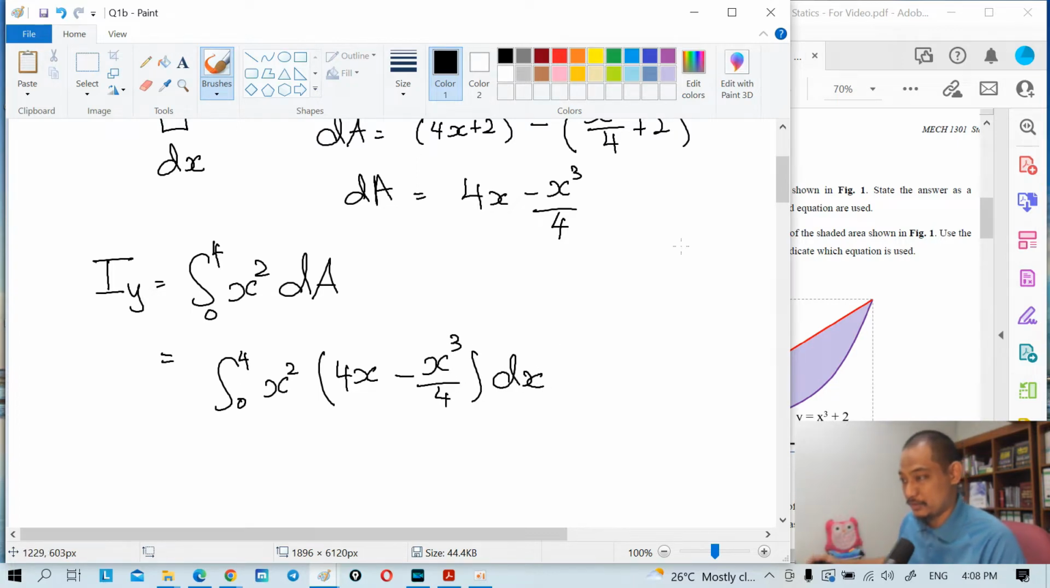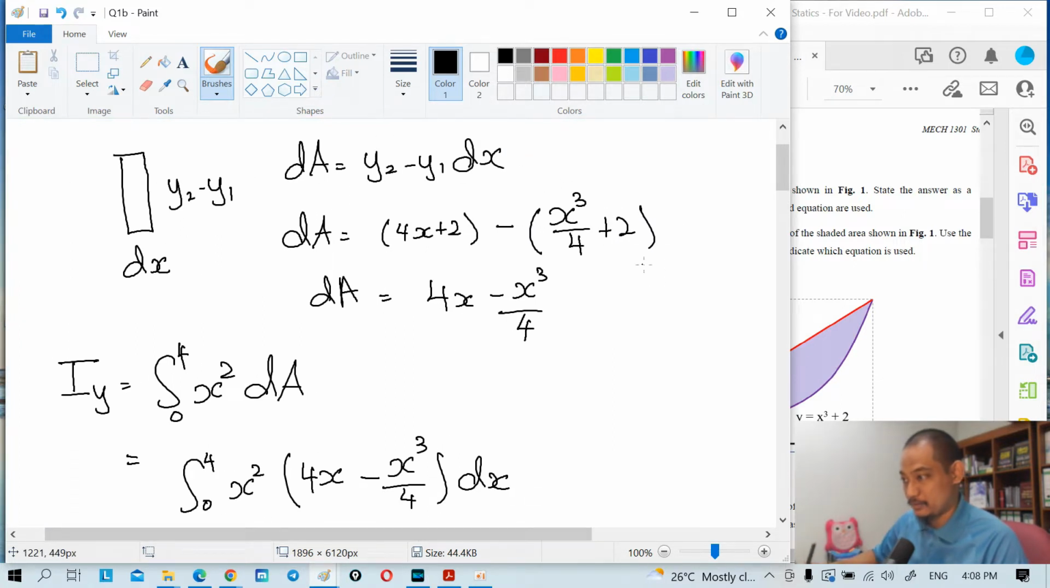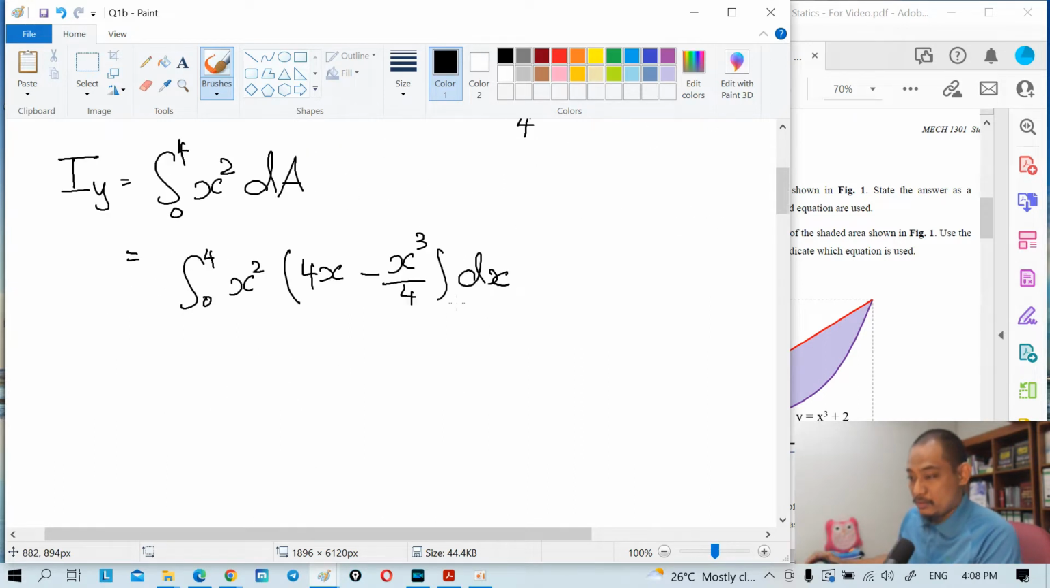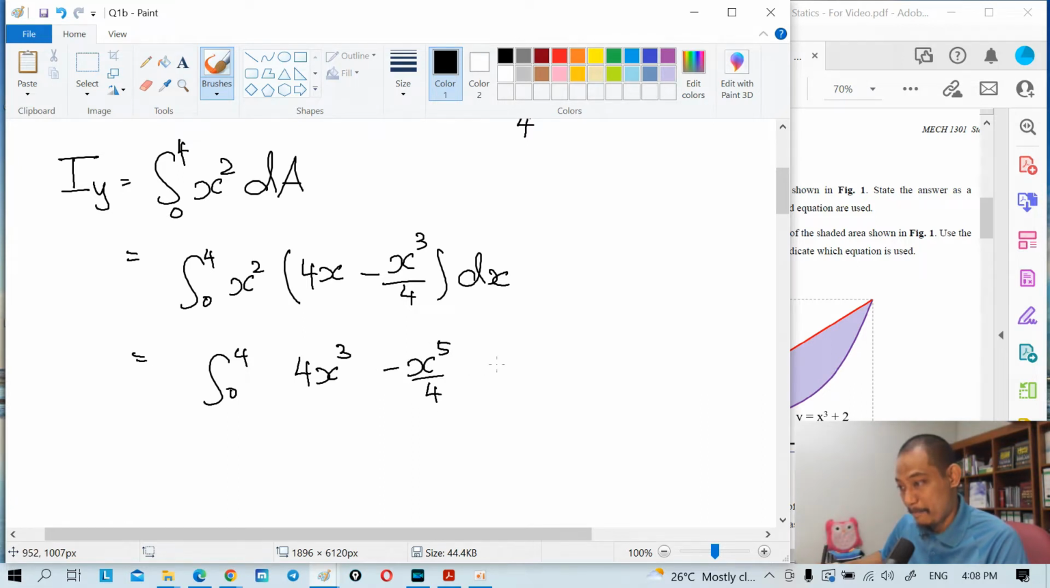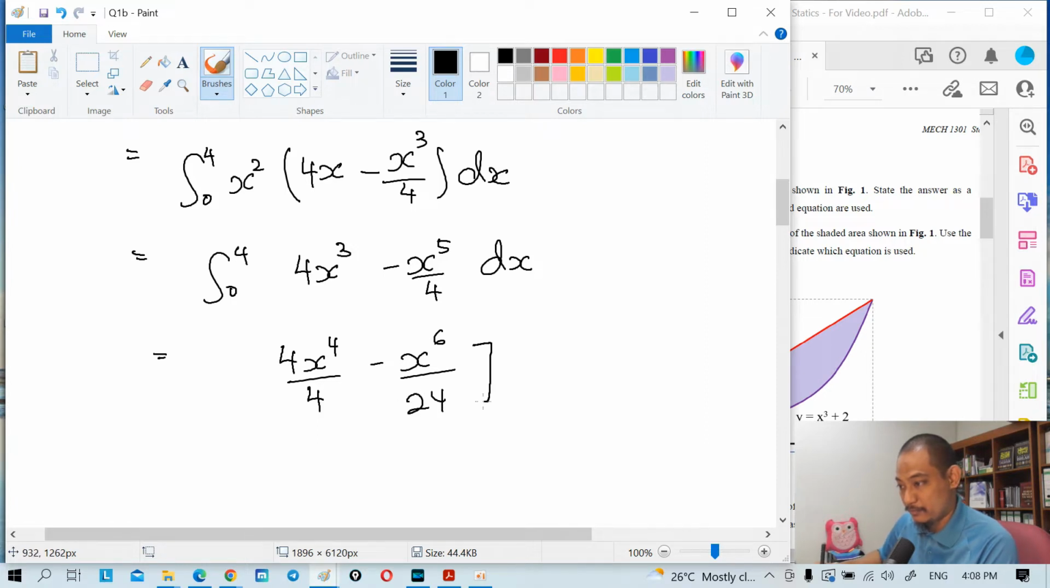dx. Oh sorry, the dx is missing. Okay, so integration from 0 to 4, 4x cubed minus x to the power 5 over 4 dx. So this will be 4x to the power 4 divided by 4 minus x to the power 6 divided by 24, from 0 to 4.